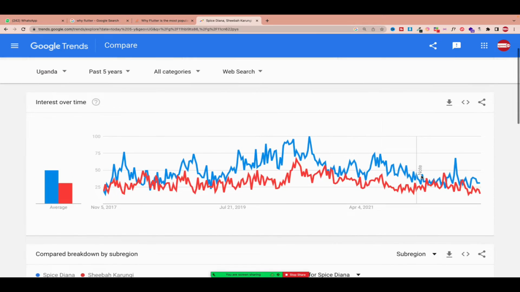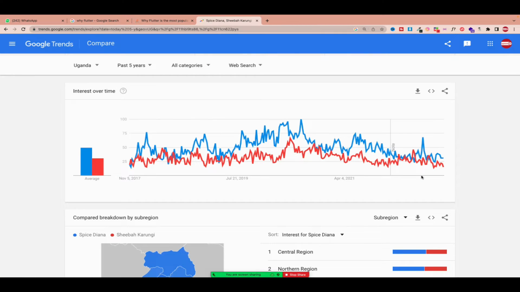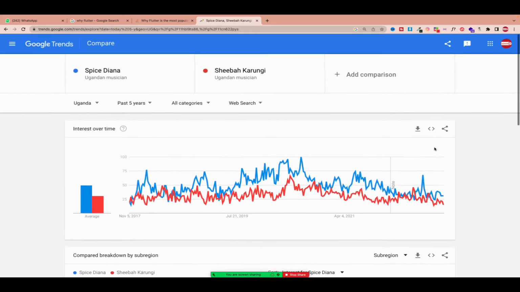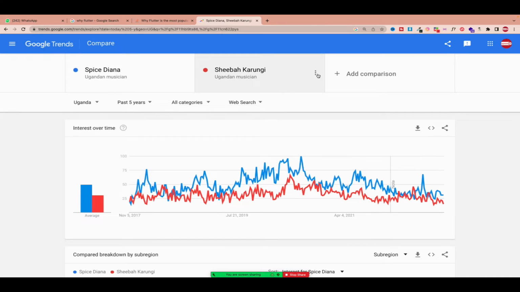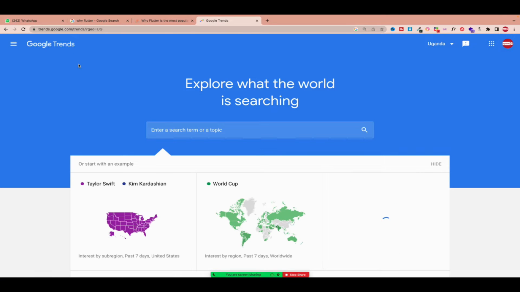So this can help you to make a decision. I'm trying to relate this because these are the tools that you're going to use in the real world. So before you invest in anything, first know what people really want. So I hope you've now understood the reason why we need Google Trends. Google Trends will help you to make informed decisions.